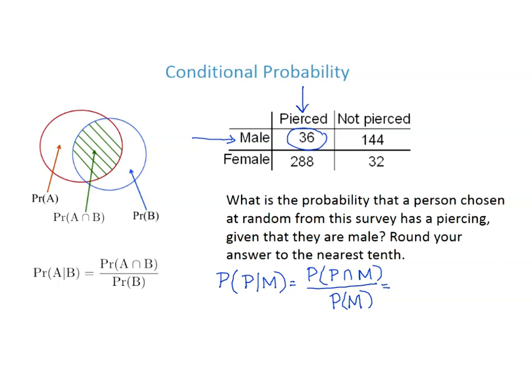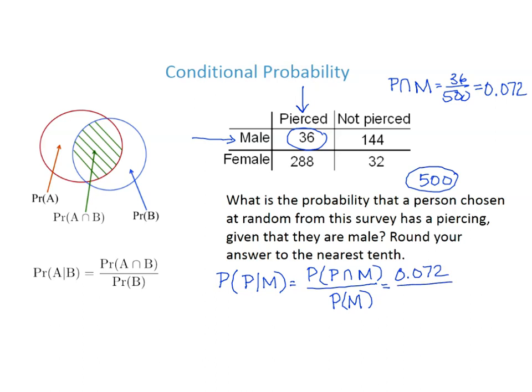So I'm going to have to do a quick total first. And I'm going to add 36, 144, 288, and 32. And I get 500. So I have a total of 500 people that were surveyed. So 36 out of 500 is my intersection. I'll write it up here. And that equals 36 divided by 500 is 0.072. So that's the number that's going to go on top.